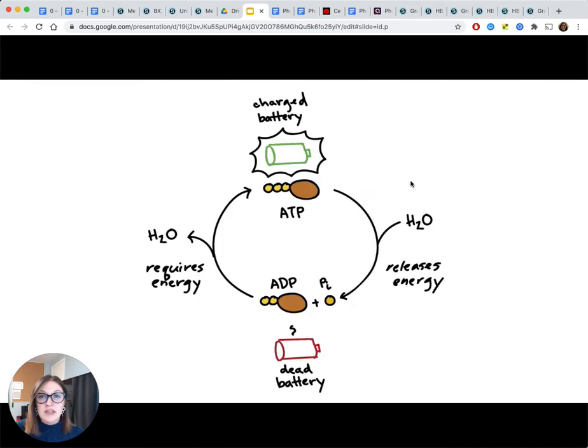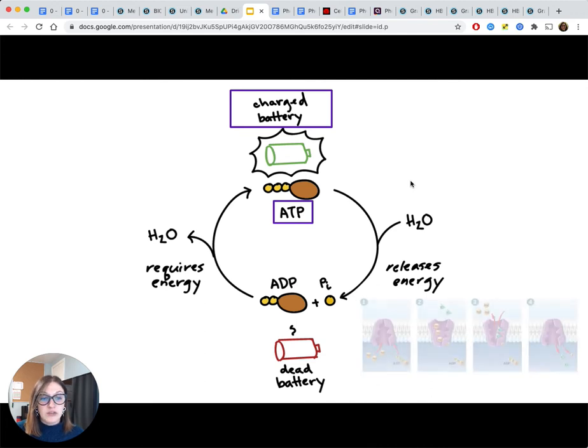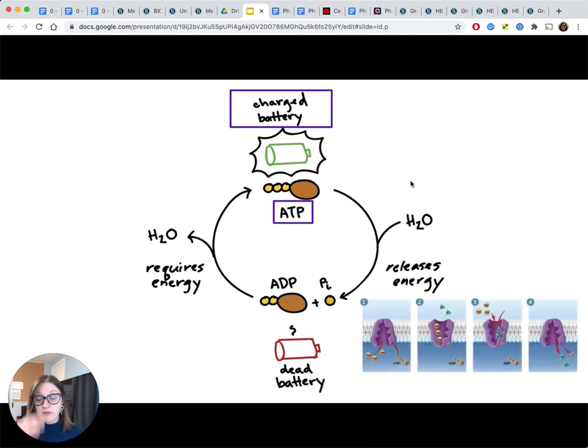So if we think about this in the context of a battery, an ATP molecule is much like a rechargeable battery. Its energy can be used by the cell when it breaks apart into ADP. So we start with our charged battery, our ATP molecule. And then when that energy is released, for example, for fueling the sodium-potassium pump, we then have a discharged, dead battery. And we have ADP and inorganic phosphate remaining. This Pi represents the i for inorganic in the phosphate group.